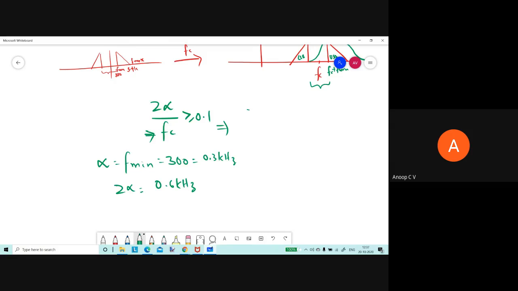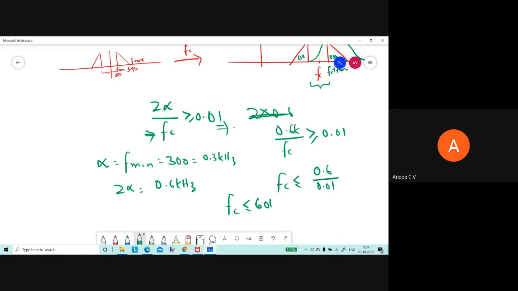So it is 2 into 0.6. So 0.6 divided by fc should be greater than or equal to 0.01. It should be 0.01, right? Which implies fc should be less than or equal to 0.6 divided by 0.01. This is 0.6K, so fc should be less than or equal to 60 kilohertz. In one stage, this fc should be less than or equal to 60 kilohertz only.